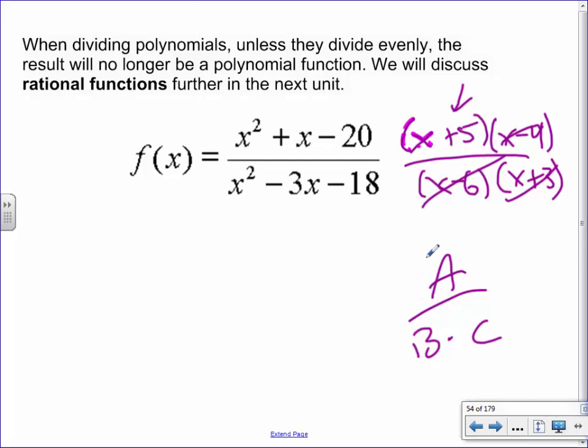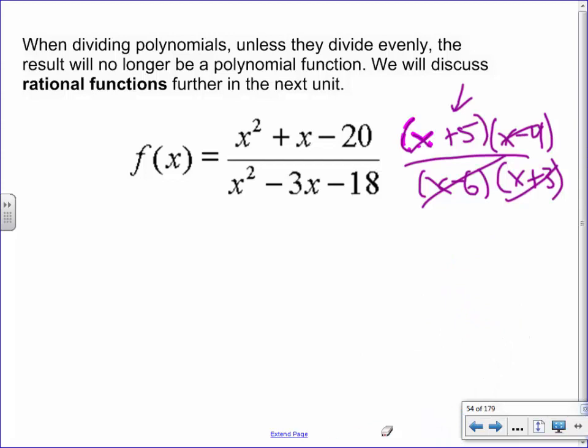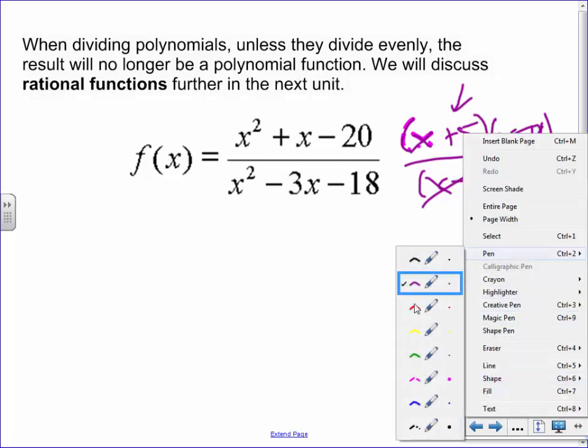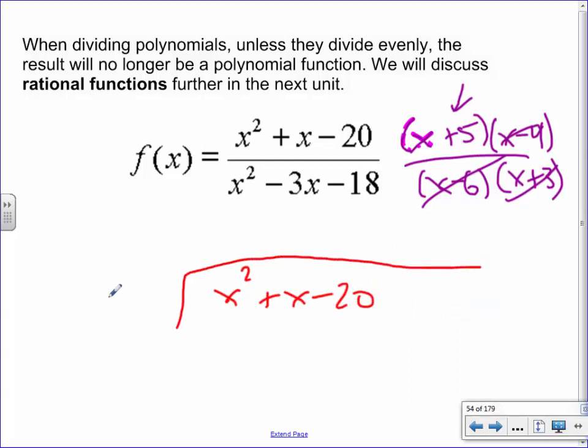If you wanted to, by the way, you could try long dividing these. Not that I'd expect you to, but since I have a few minutes here, you could try long dividing them just to prove it. So just watch me do this. I'm going to take x squared plus x minus 20 and try to long divide out the x squared minus 3x minus 18. Why wouldn't synthetic division work?